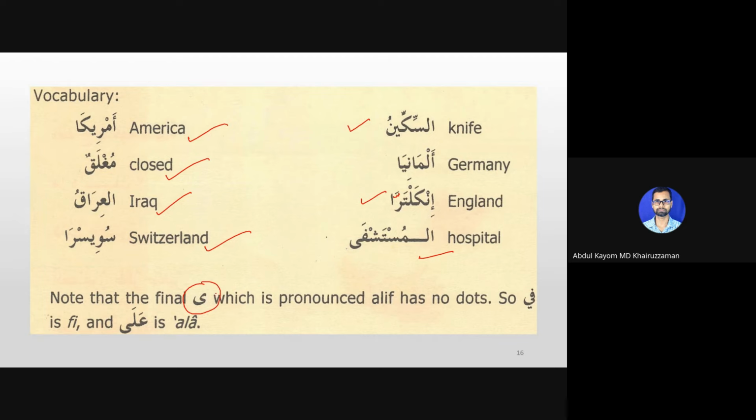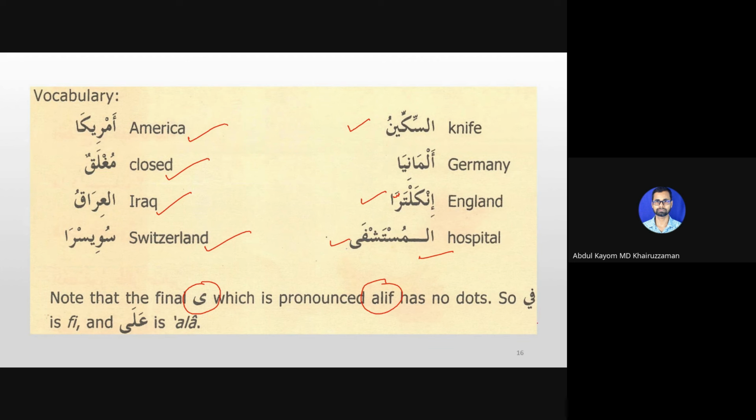Now, another thing we have noted is that if a word ends with a yeh that doesn't have any dots, for example Mustashfa, Musa, Isa, the ending will be read like alif, not like yeh. So we read al Mustashfa. We don't read al Mustashfi. That will be incorrect. You will not find any dot on this yeh.